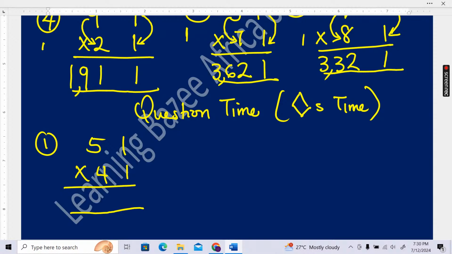Okay, so 51 times 41. Let's see. Wow, you were able to solve this math question mentally. How amazing. Okay, that's fantastic. So, let's do it together. 1 times 1 is 1. 5 plus 4 is 9. 5 times 4 is 20. Can you see that? In less than 4 seconds, we've been able to get the answer. So, the answer is 2091.